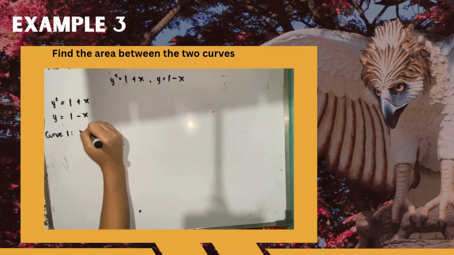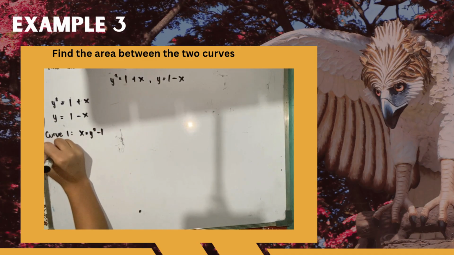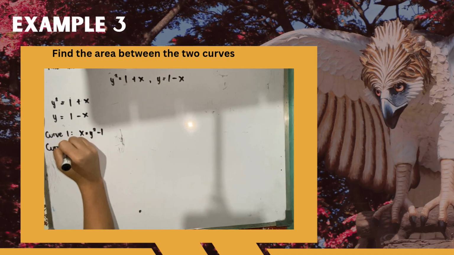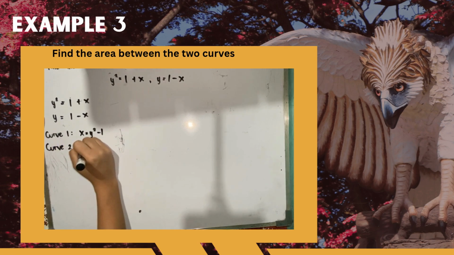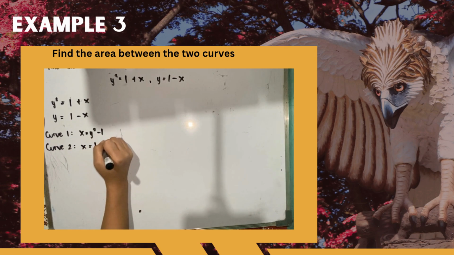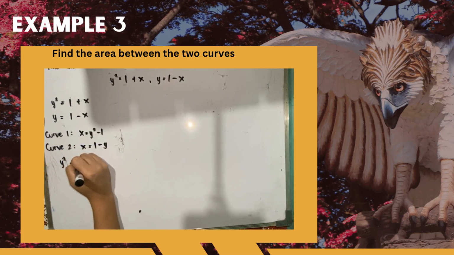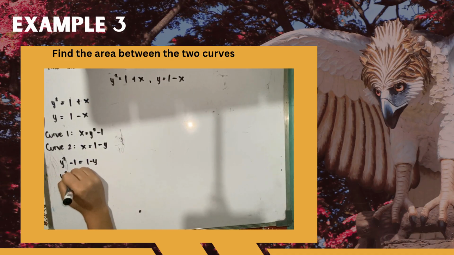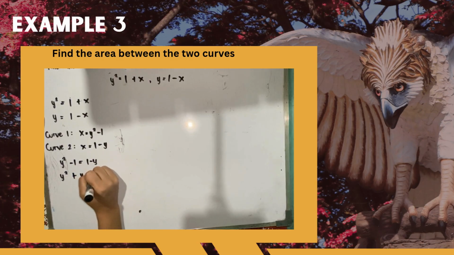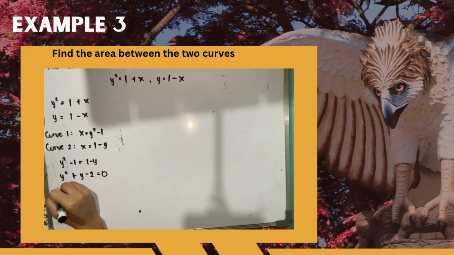So for curve 1, we have x equals y squared minus 1. For curve 2, we have x equals 1 minus y. So we have to find the intersection: y squared minus 1 equals 1 minus y.